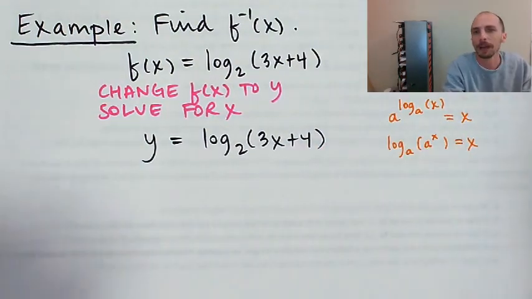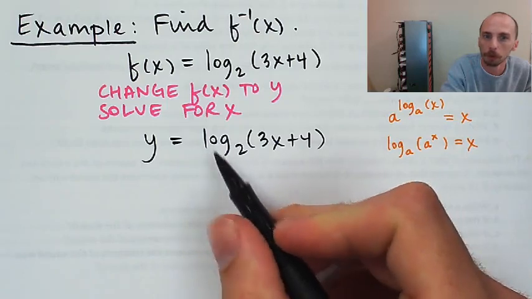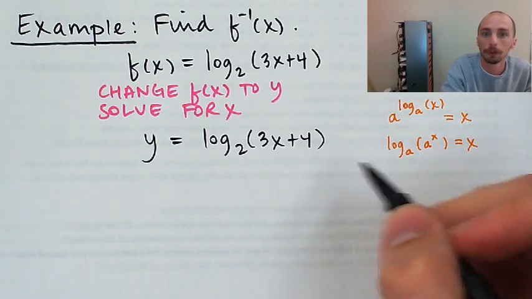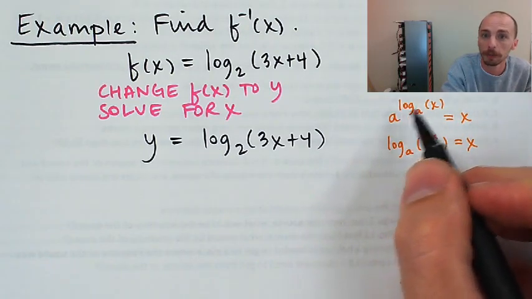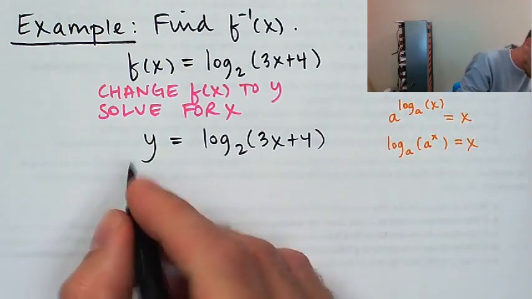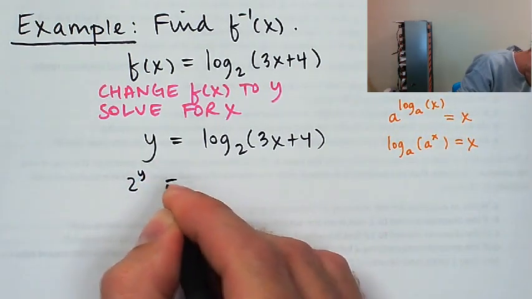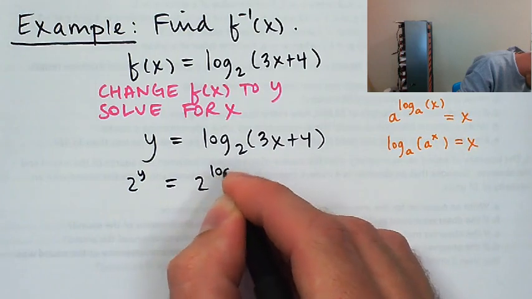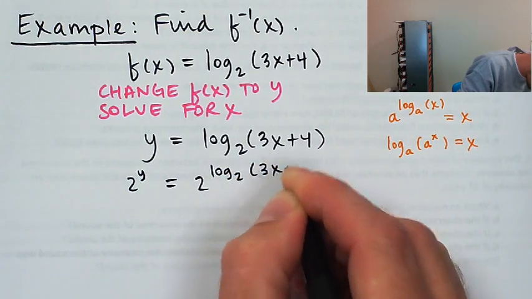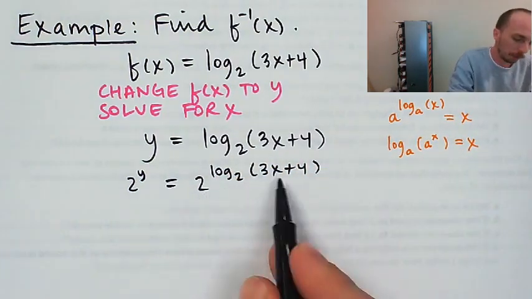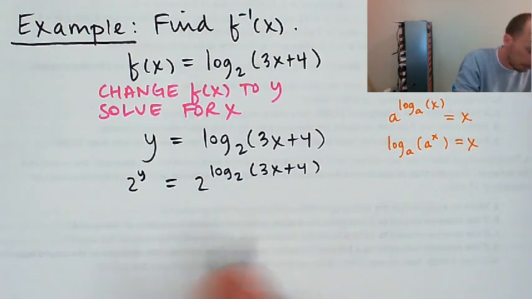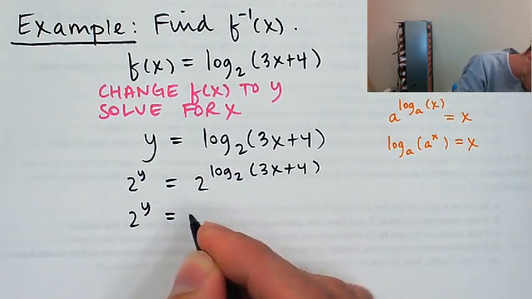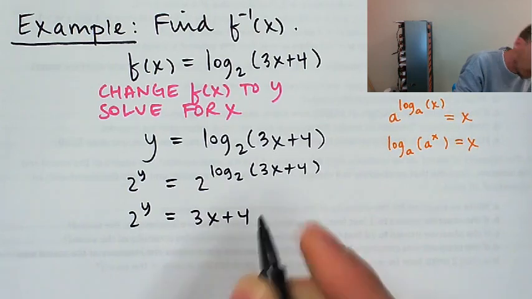Okay, so first, I'm going to have to start on the outside. I'm going to have to get rid of this log with base 2. So what I'm going to do is take 2 to the power of both sides. I'm going to use this property here. So I'm going to have 2 to the y equals 2 to the log base 2 of 3x plus 4, which is just going to leave me with this 3x plus 4 on the right side. So I've got 2 to the y equals 3x plus 4, and now our job's a lot easier.